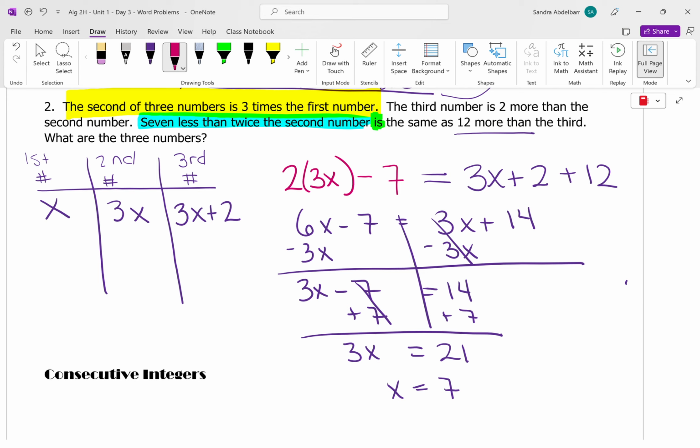So now I'm going to plug into my chart to find the 3 numbers. Which number is 7, the first, the second, or the third? Tejas. The first is 7. The second is 3 times 7, which is 21. And the third is 2 more than the second, which is 23.